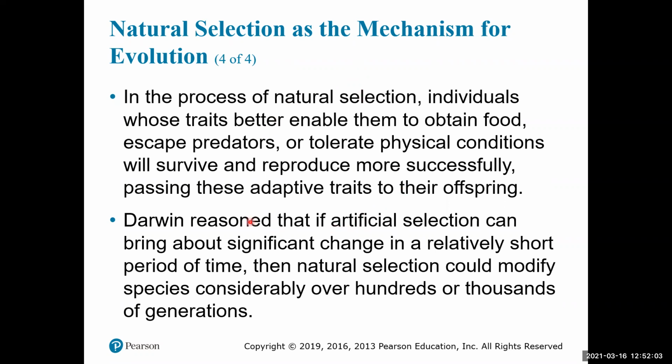And so what Darwin basically said is that if humans can take artificial selective breeding, artificial breeding mechanisms, and cause significant change in short periods of time to where we get all of the dog breeds that we have today, then why can't natural selection modify species over hundreds to thousands and millions of generations, right? And so this is the idea that Darwin argued in his book and used artificial selection to point out just how natural selection can work and does work on natural populations.